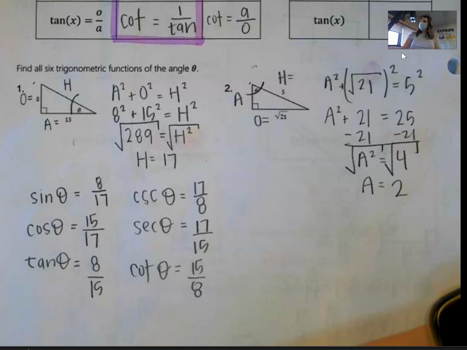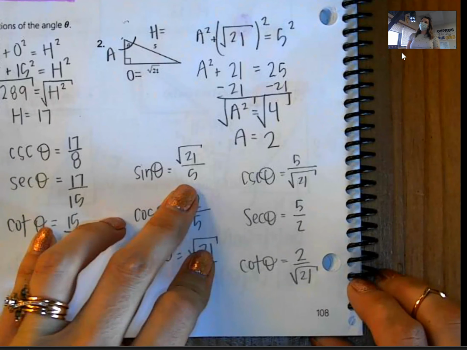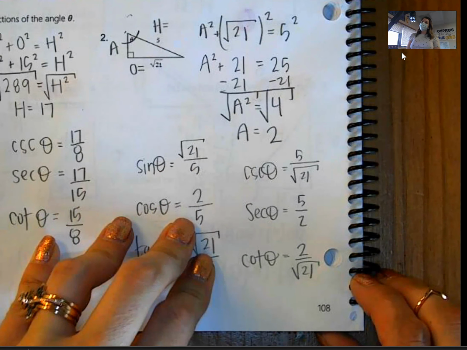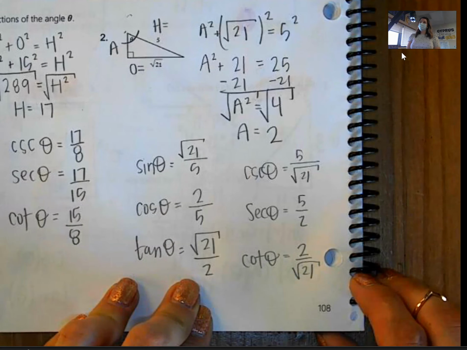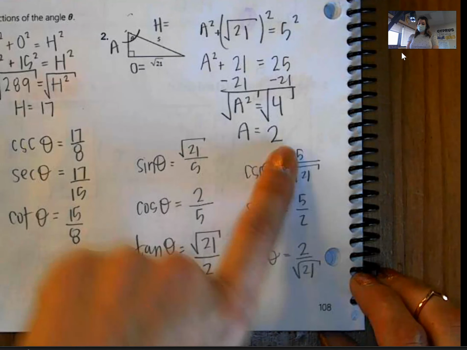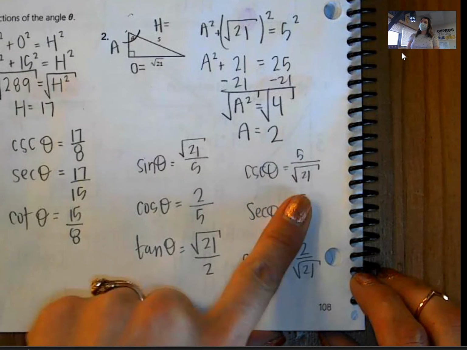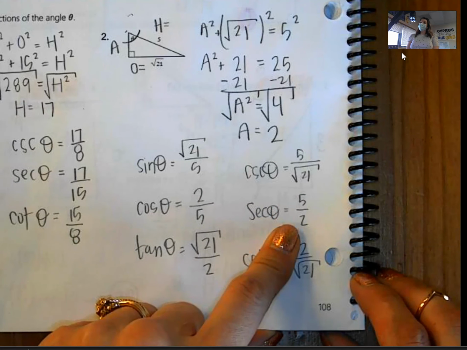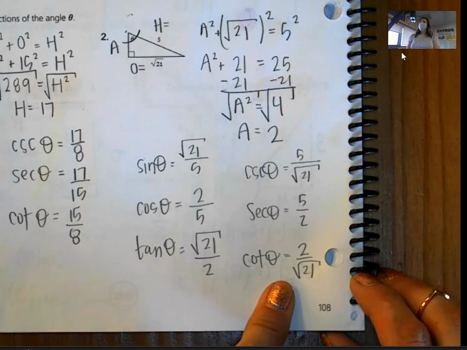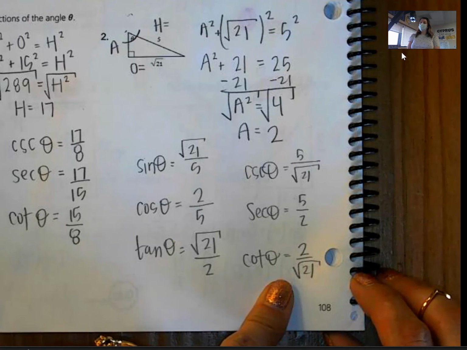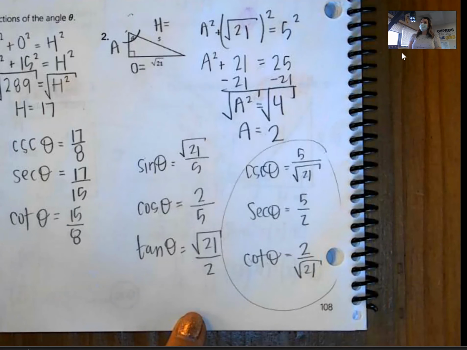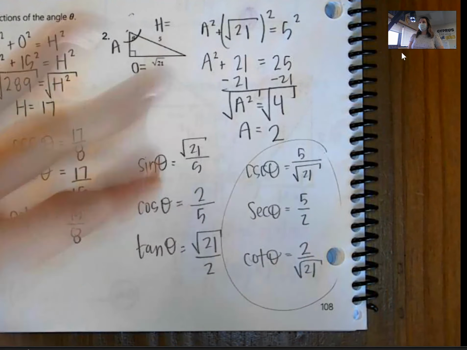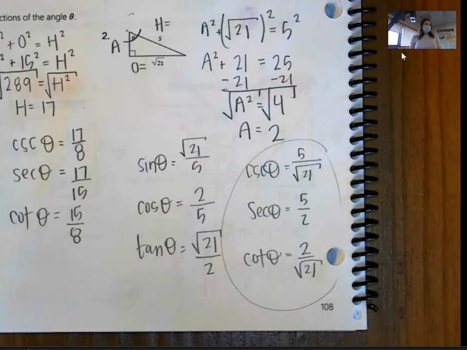Okay, so my sine, I got root 21 over 5. Cosine 2 over 5. Tangent root 21 over 2. Do those match yours? Yeah. Okay. And then cosecant is 5 over root 21. Secant is 5 over 2. Cotangent is 2 over root 21. So this portion hopefully is the easiest part for you because all you have to do is take these ratios and flip them. We're feeling okay about that?